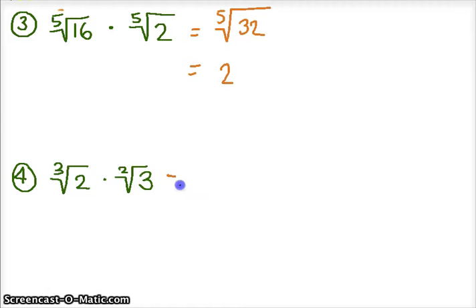Okay, moving on. This one we actually cannot multiply together because of the 2 and then the 3.